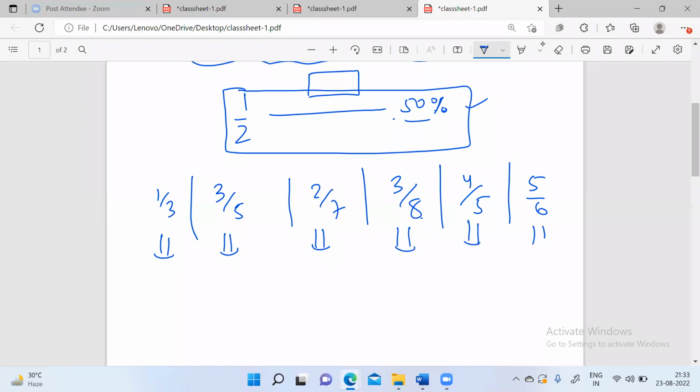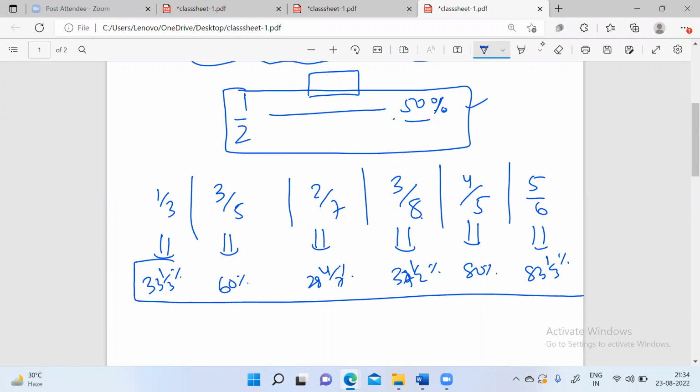So, see, if I have to write it, I will directly write 33 1/3%, 60%, 28 4/7%, 37 1/2%, 80%, and 83 1/3%. So the way I wrote it, because in my mind, these two figures go together.